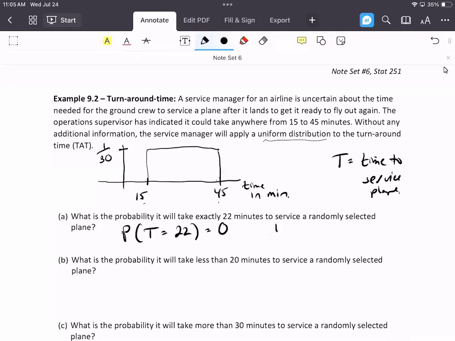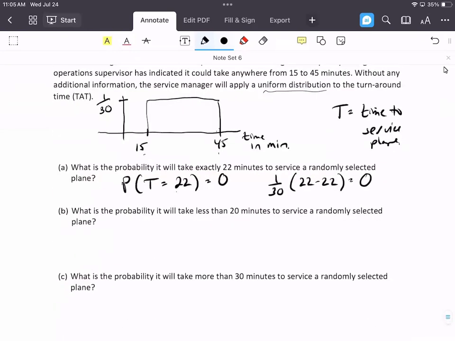So I'm going to do the height times the base. And let's see, the base is 22 minus 22. And I get, oh, that's just 0. So that's another way to look at it if you are struggling with that idea of the area of a line being 0. You can see it right there.